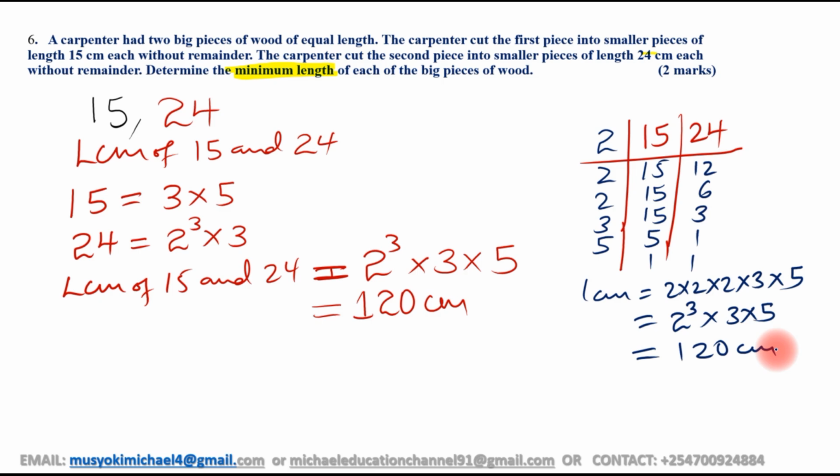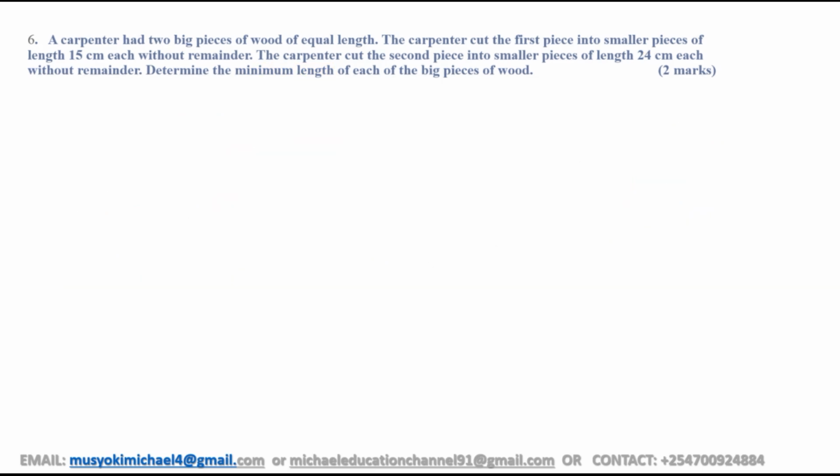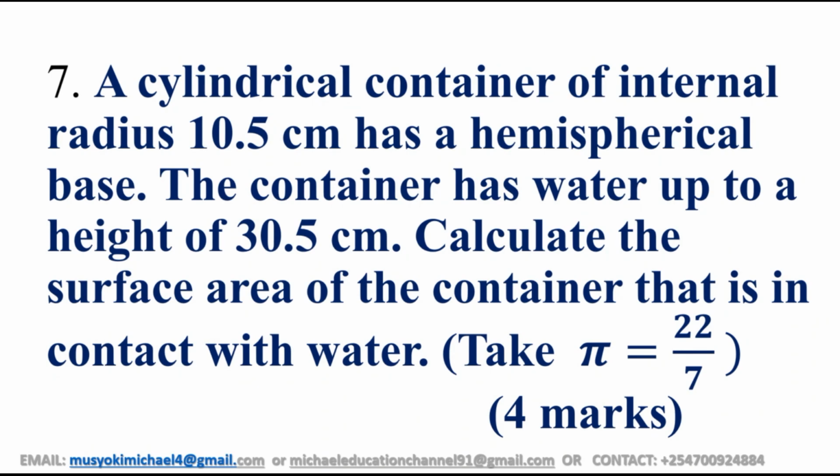We move to the next question, which is question 7. A cylindrical container of internal radius 10.5 cm has a hemispherical base. The container has water up to a height of 30.5 cm. Calculate the surface area of the container that is in contact with water. So we take pi to be equal to 22/7.